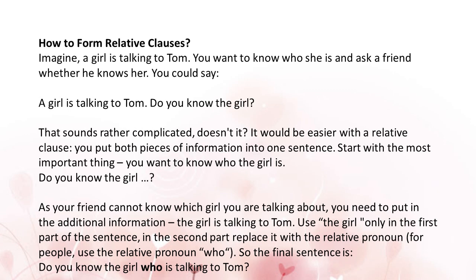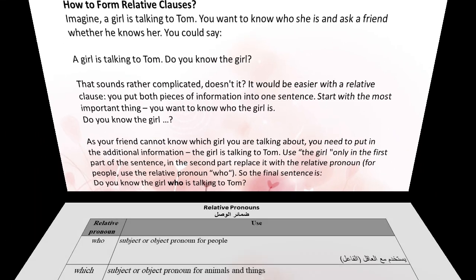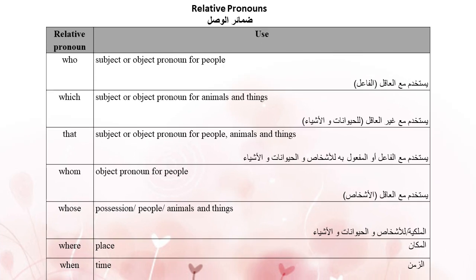Because next you will know that we use the relative pronoun who with people, in the position of subject or object. So, do you know the girl who is talking to Tom? By this, we combine two sentences into one sentence using a relative pronoun. Now, let's introduce the relative pronouns. That, we use for animals and things, and also for people. So that can be used instead of which and who.